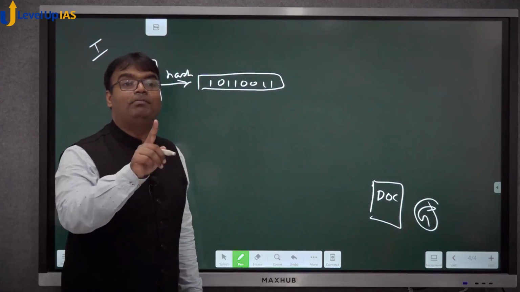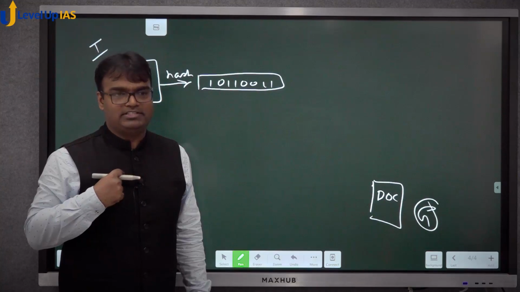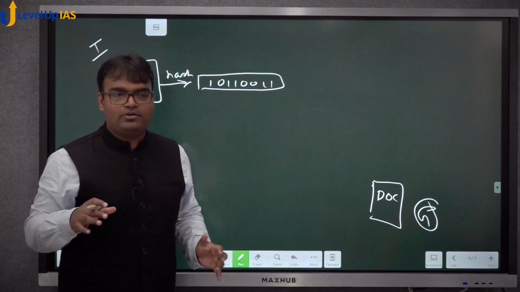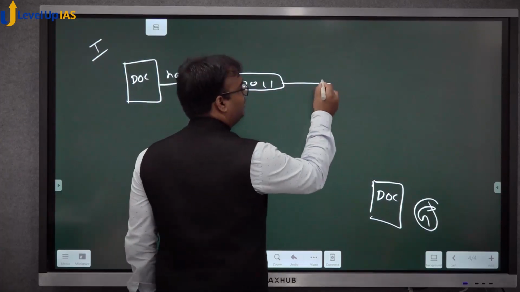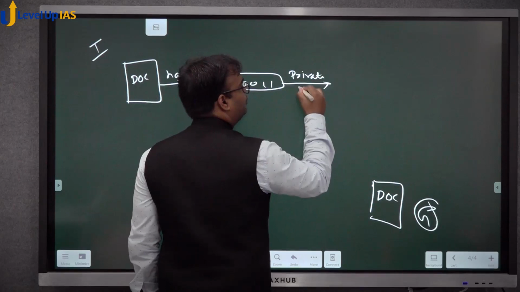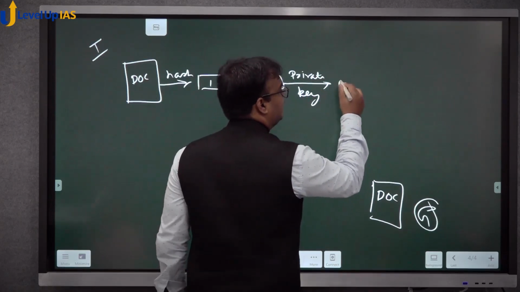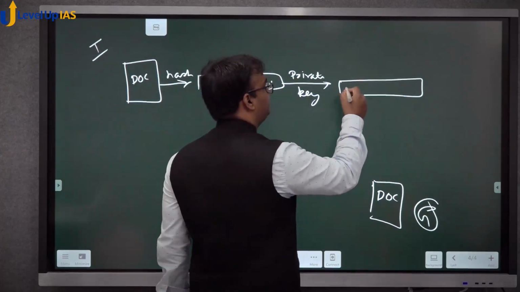Then, using public key cryptography, I will have the private key of my digital signature. In this digital signature algorithm, I'll have the private key. I will convert this using the private key. Using the private key, I'll convert this into another encoded form, let's say.